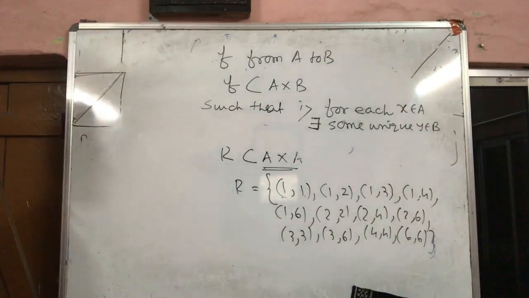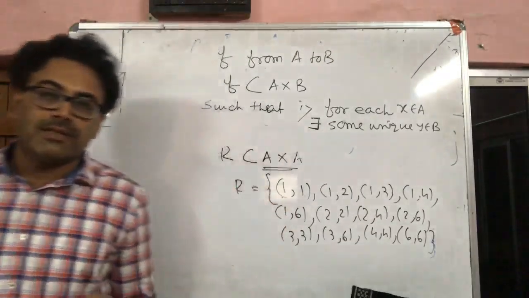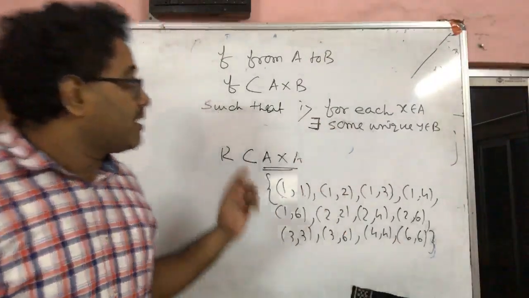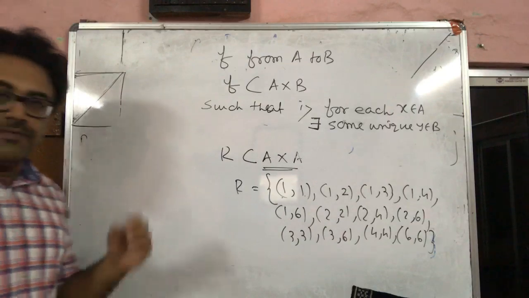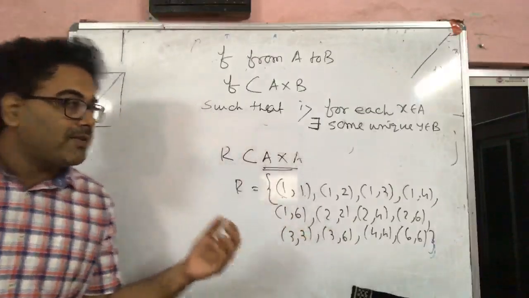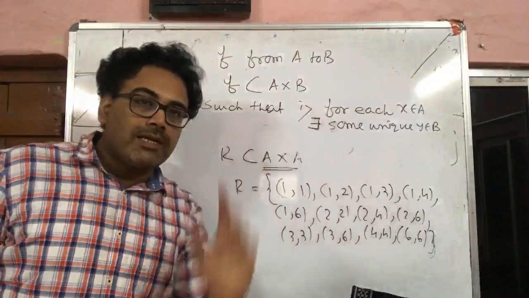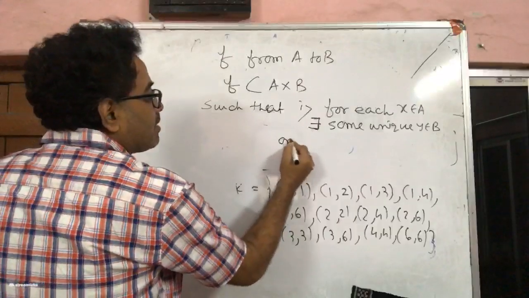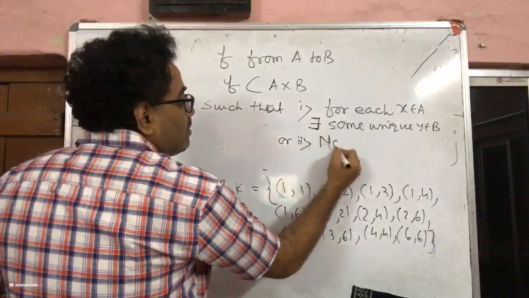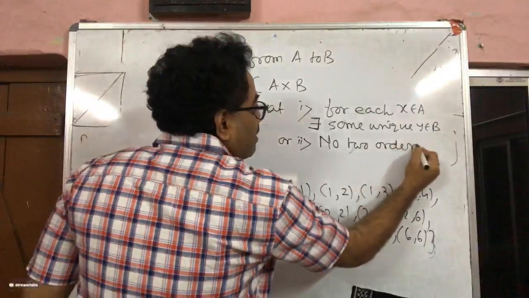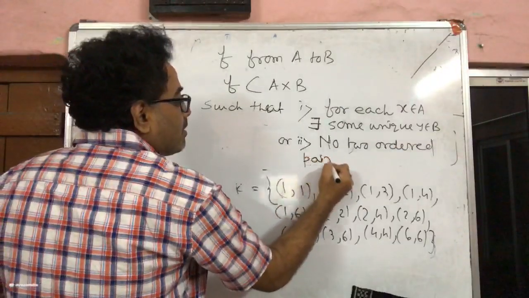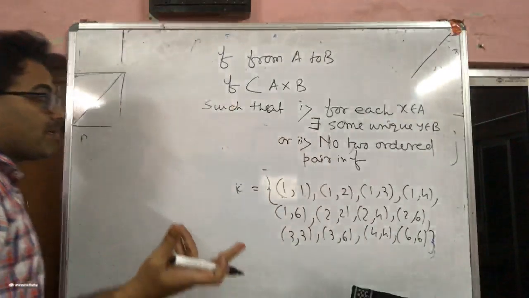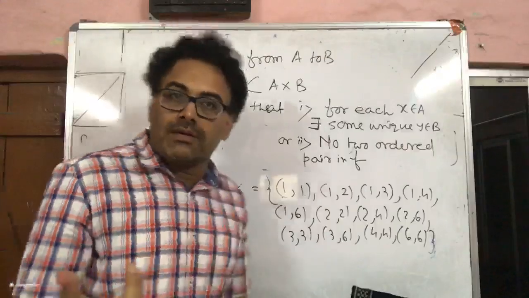So function is a collection of all pairs x comma y. A cross B contains all pairs like x comma y. But in case of this type of relation, when the function is a relation, you are getting for each x a single y. Or you can write: no two ordered pairs in F. Inside F, what is there? Ordered pairs are there.